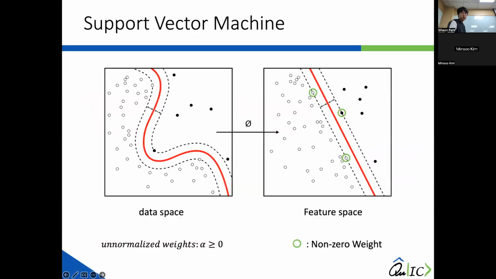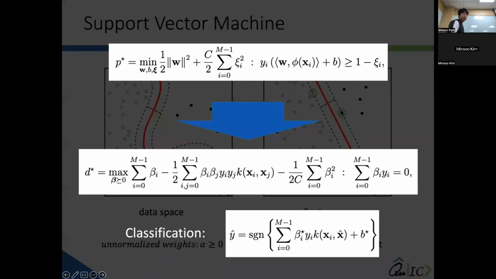So here the K is called the kernel. It represents the relation between two points of data.